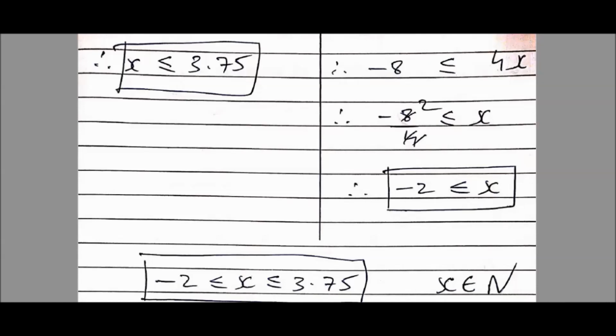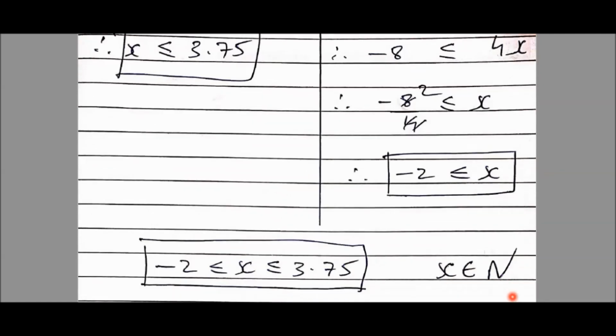Minus 2 is less than or equal to x, and then x is less than or equal to 3.75. See, I copied here minus 2 is less than or equal to x, and from here it was x is less than or equal to 3.75. x I already wrote here, so I just continue with 3.75. This is important. And don't forget, the replacement set is x belonging to natural numbers.